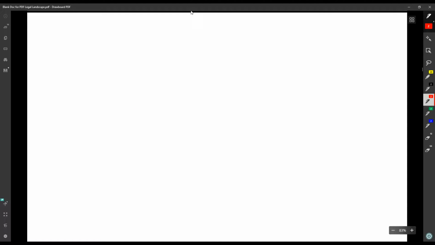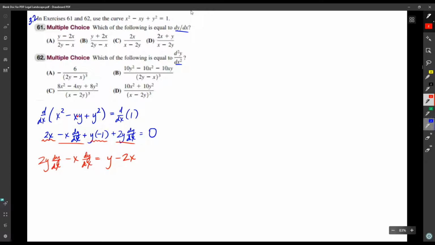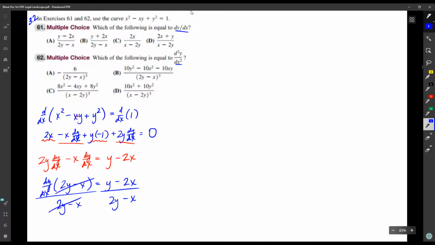On the left side of this equation, we lost our place. Left side of this equation, we're going to factor out the dy dx. And that leaves 2y minus x. On the right, y minus 2x. And then we're going to divide by 2y minus x and divide by 2y minus x. And we're going to hope that's one of the answer choices. y minus 2x over 2y minus x. Yeah, it's answer choice A. So 61, we've got it.